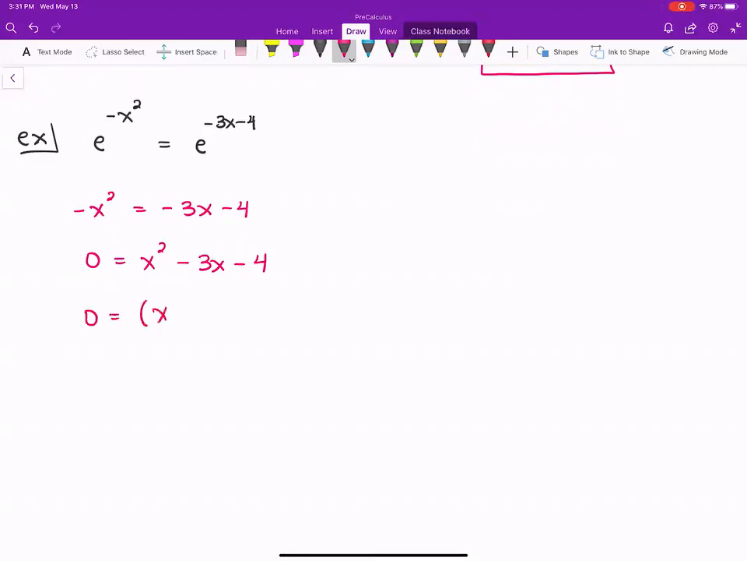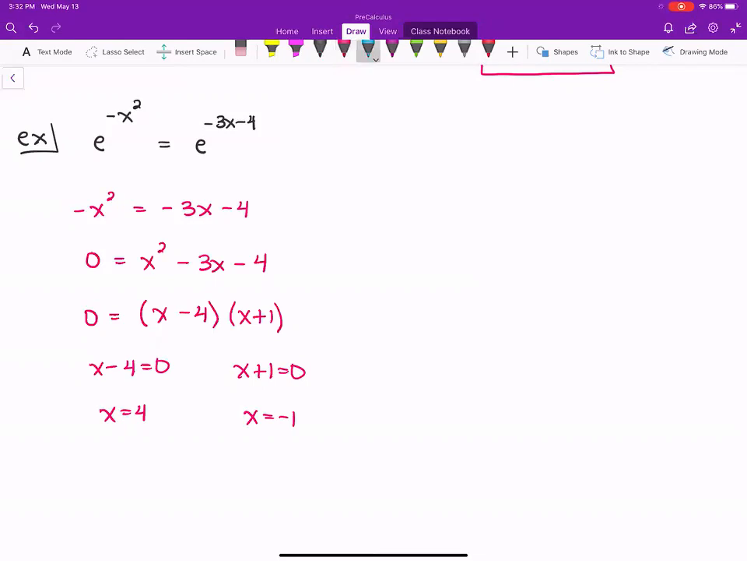So this will be x minus 4, x plus 1, and then set each of those factors equal to 0. So x minus 4 equals 0, x plus 1 equals 0. So x is either going to be 4 or x is going to be negative 1. And really, either one of those would work because if you were to plug them into the original problem, they would both give you a true statement.